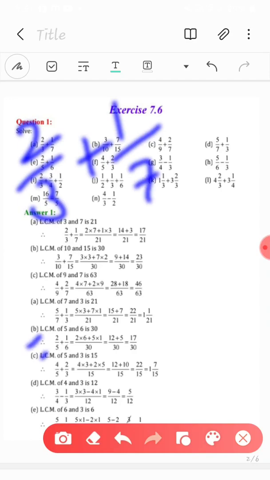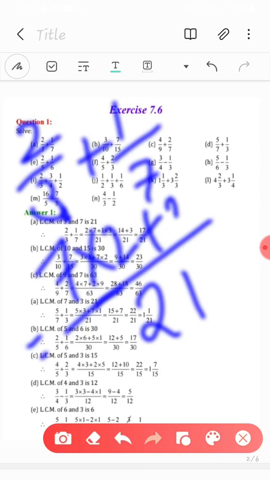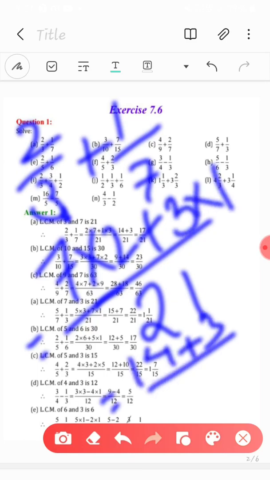When 21 is the LCM, what do we have to do? We have to first of all divide 21 by 3. That means 3 sevens are 21. So in the numerator we will multiply that 7 with 2. Plus sign is there. Again 21 divided by 7 will be 3. So 3 into 1. That means 14 plus 3 by 21. So 14 and 3, after adding we are getting 17. So our answer is 17 by 21.